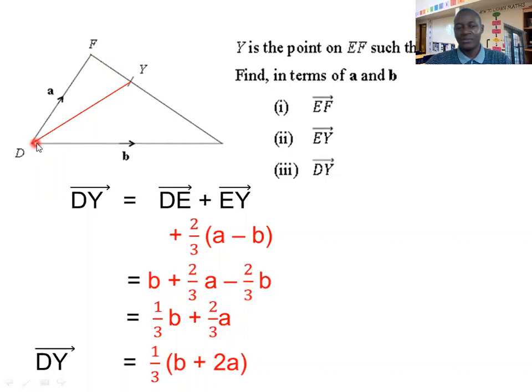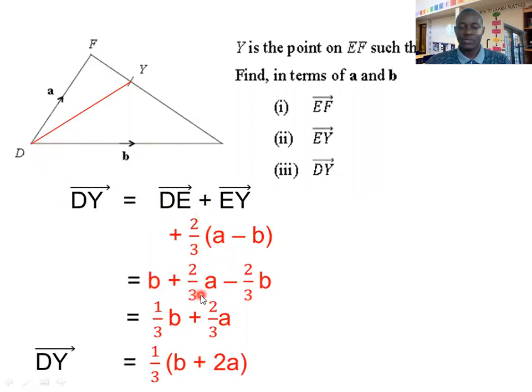This point is E. I found EY already, and DE is also given. So DY will be my DE plus my EY. Now my DE is actually given as B, so that's vector B right here, plus my vector EY. My vector EY is going to be 2 over 3 of A minus B.